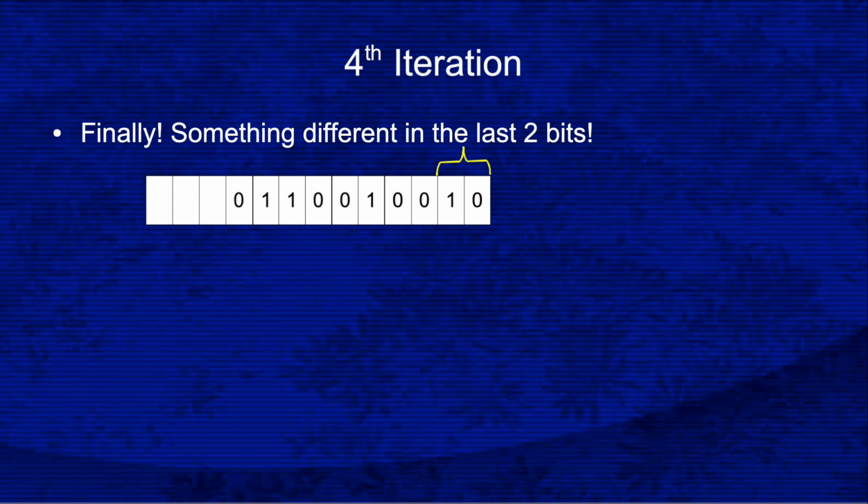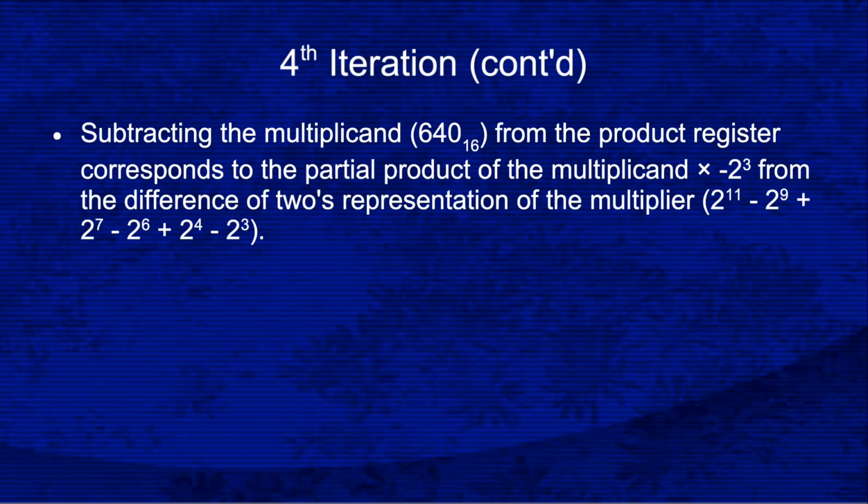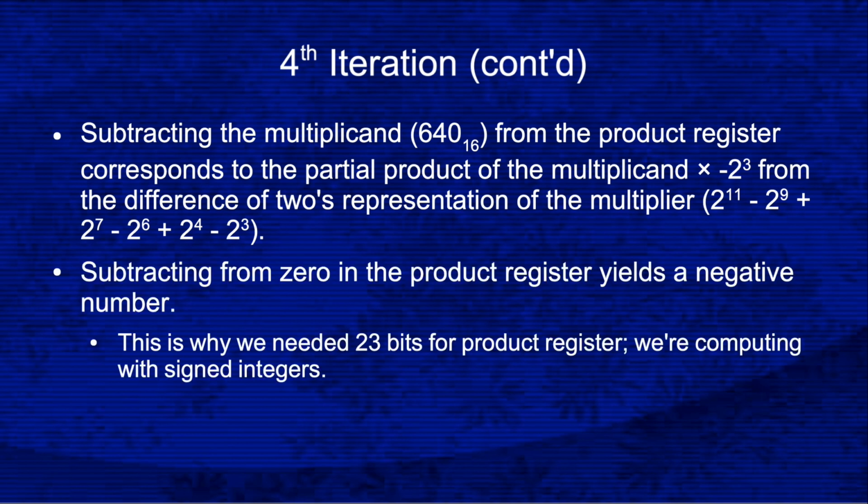Now, the 2 least significant bits of the multiplier are 10. This means we have detected the beginning of a string of 1 bits. We subtract the multiplicand from the 12 most significant bits of the result register. This subtraction corresponds to the partial product formed by multiplying hexadecimal 640 by the term -2 to the third power. You should now be able to see why I created a product register with 1 extra bit. We just subtracted from 0, so we need a sign bit to hold the correct result.